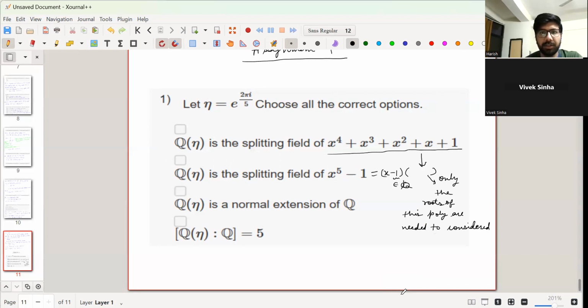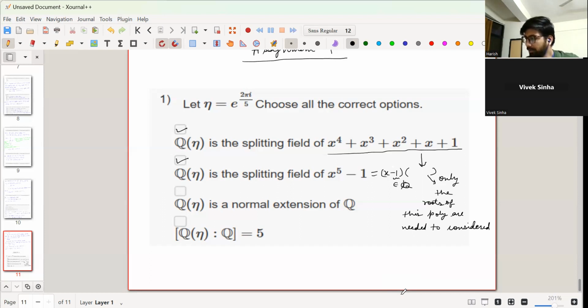And this zeta generates all the roots. It will generate one also, and in that way you can see this is a splitting field, and this is also the splitting field. Q(zeta) is a splitting field for both. Q(zeta) is a normal extension. Normal extension means it is the splitting field of a collection of polynomials, and also it is separable.